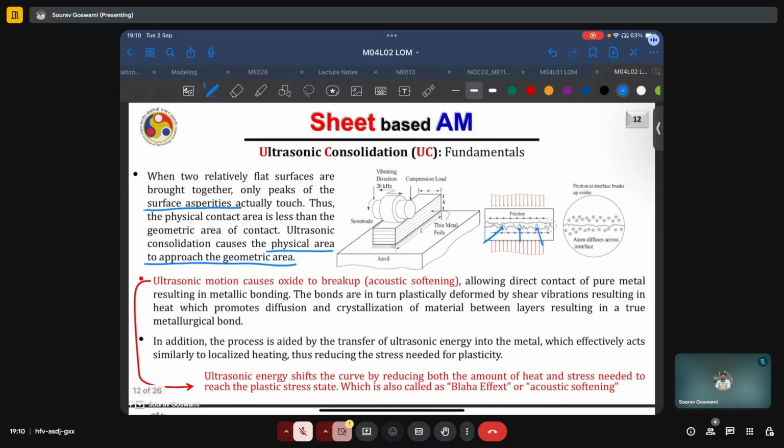Ultrasonic motion causes the oxides to break up via the process of acoustic softening, allowing direct contact of pure metal, resulting in metallic bonding. The bonds themselves are in turn plastically deformed by shear vibrations, resulting in heat, which promotes diffusion and crystallization of material between the layers, resulting in a true metallurgical bond. In addition, the process is aided by the transfer of ultrasonic energy into the metal, which acts similarly to localized heating, thereby reducing the stress needed for plasticity.